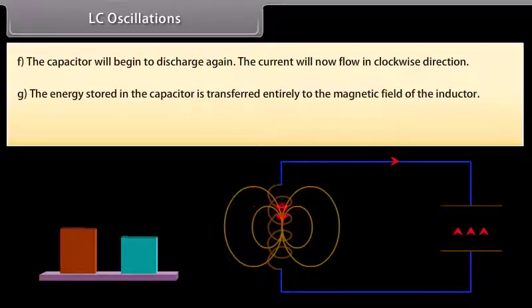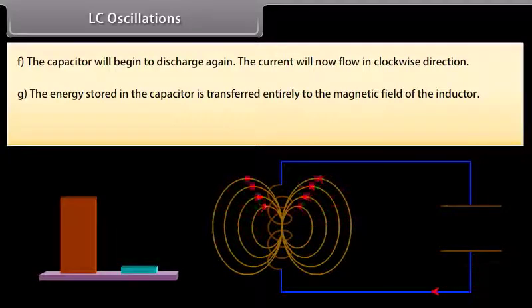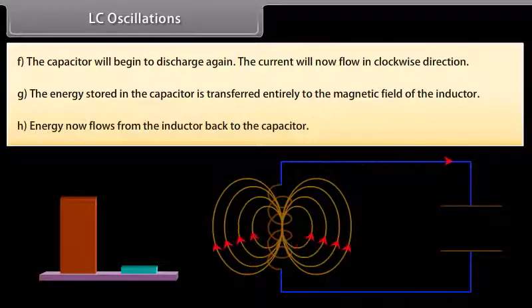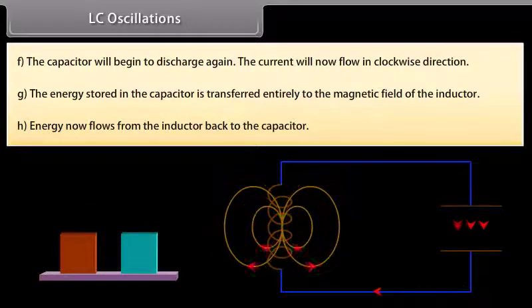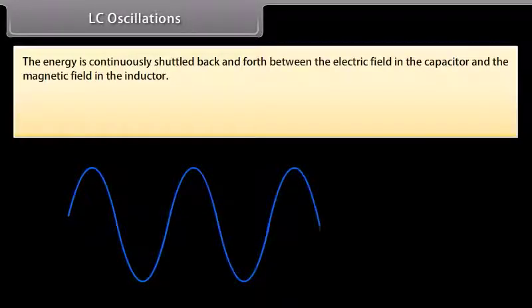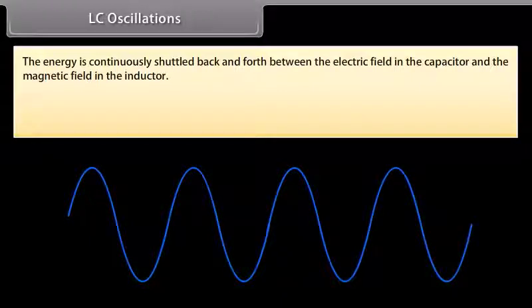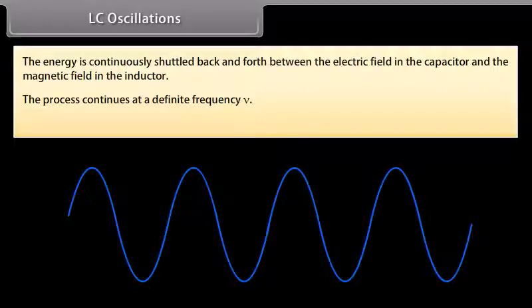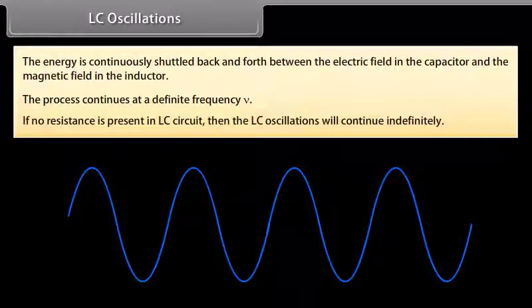The energy stored in the capacitor is transferred entirely to the magnetic field of the inductor. Energy now flows from the inductor back to the capacitor. The energy is continuously shuttled back and forth between the electric field in the capacitor and the magnetic field in the inductor. The process continues at a definite frequency. If no resistance is present in LC circuit, then the LC oscillations will continue indefinitely.